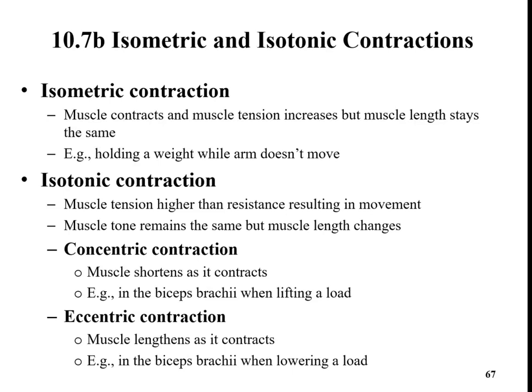Now, in the isotonic contraction, you can have either concentric or eccentric contraction, okay? Concentric contraction is where the muscle shortens as it contracts. For example, if you were to lift up a load of laundry, your biceps brachii are going to contract and shorten as they contract. Eccentric contraction is where the muscle lengthens as it contracts. So, for example, when you go to lower that basket of laundry down on the ground, the biceps brachii are still contracting, but they're actually lengthening as you lower the load.